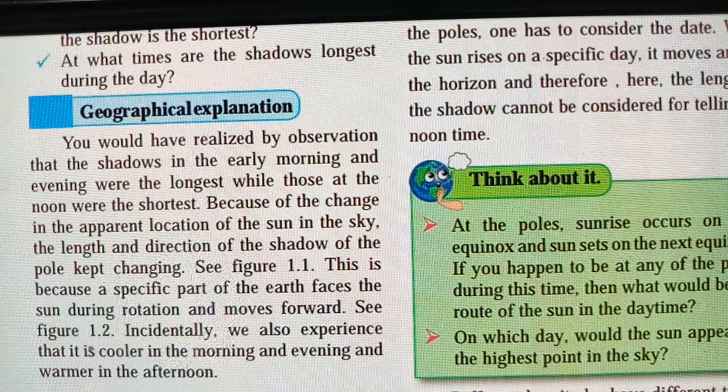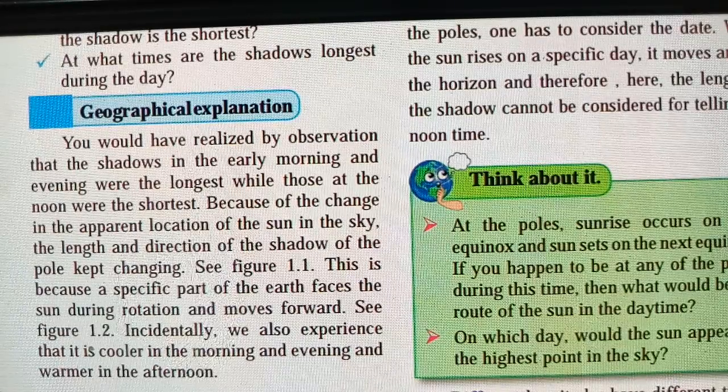See figure 1.1. This is because a specific part of the earth faces the sun during rotation and moves forward. So because the earth rotates, and the sun also rotates, the light, the sun rays, that are falling on the earth, because of that we are having different types of apparent changes in the shadow of the sun.